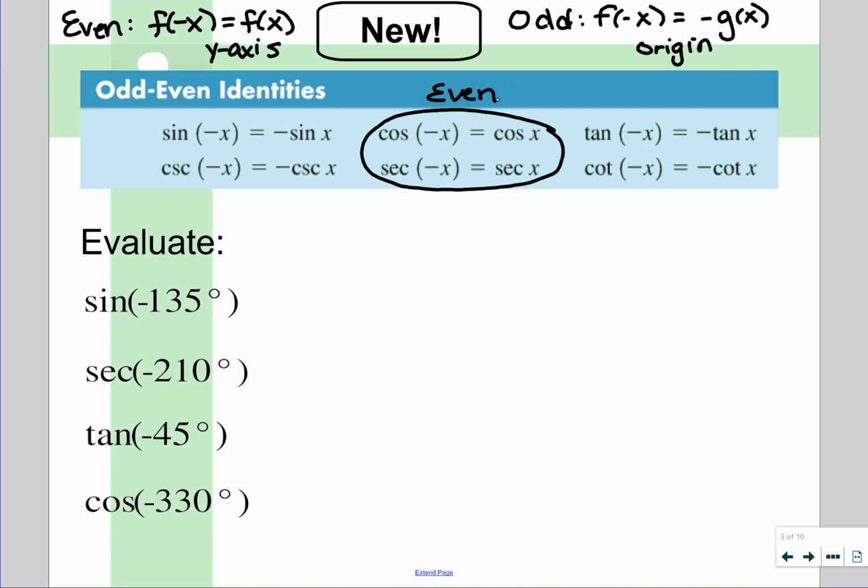So the first one I'm going to look at is sine negative 135. So sine is an odd function. Because sine is an odd function, I can write this instead. Instead of sine negative 135, I can write negative sine 135. And then I can find from my unit circle the sine of 135. I can save myself the step of having to add that 360 over and over again. What is the sine of 135 from your unit circle?